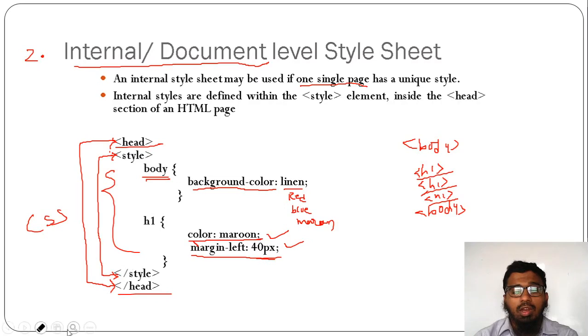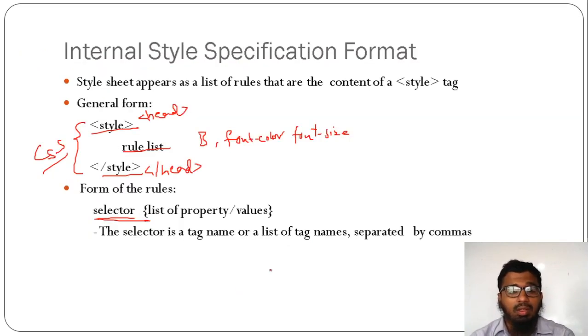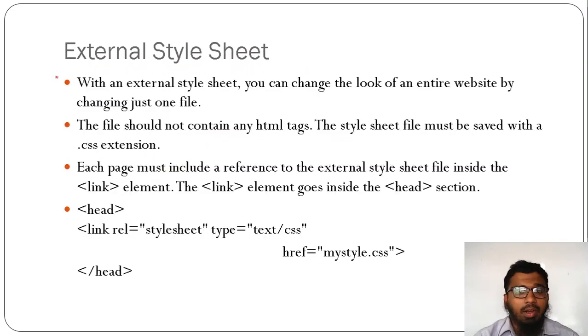Okay, so here is an example. If you want P, comma, H1, then P as well as H1 will have the same properties and the same values. Okay, so that is the internal style sheet specification format. The next one is the external style sheet.